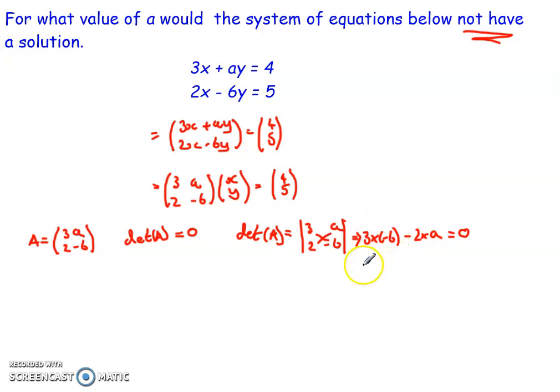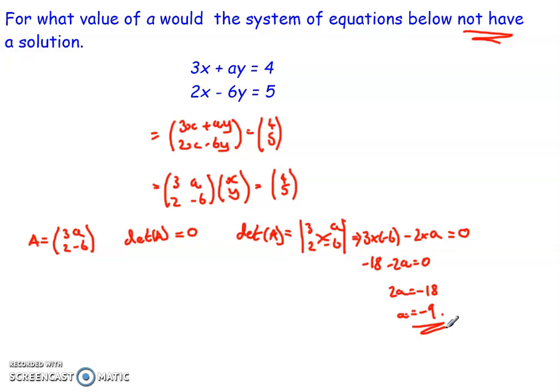So 3 times negative 6, that's negative 18. That's then take away 2a is equal to 0. So if I solve this equation, I'd get 2a is equal to negative 18, so a is equal to negative 9. So if a is negative 9, I would not get a solution to this system of equations. Any other value would be fine, but a cannot equal negative 9 if I want a solution in this case.